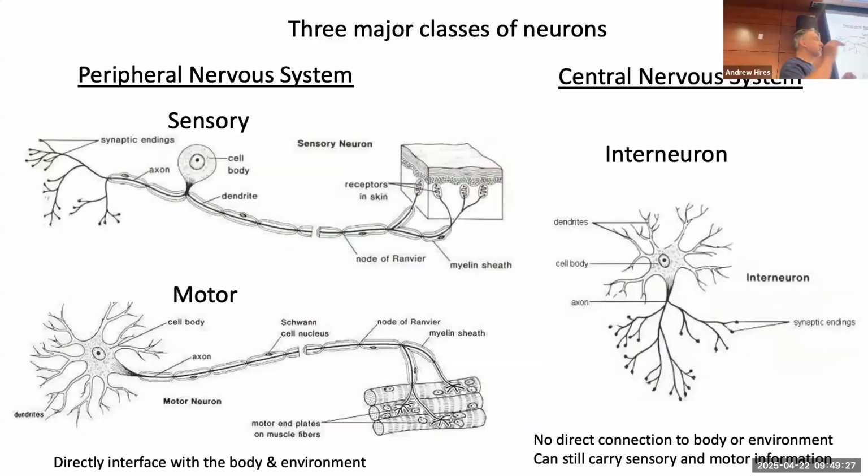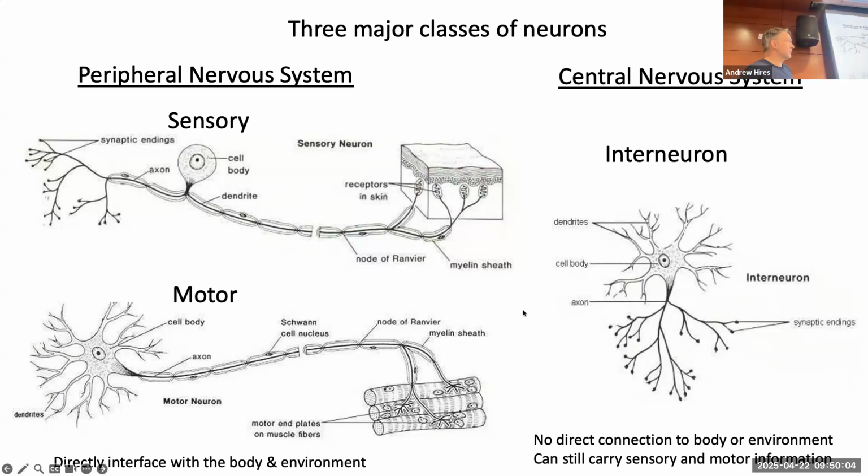So there are three major classes of neurons. They can be divided into the peripheral nervous system on the left, these two, and the central nervous system on the right. Let's look at the peripheral nervous system first. We can divide that into the sensory neurons, which take in information from the environment, and the motor neurons, which take our plans for action and turn them into actual contraction of our muscles and movement of the body.